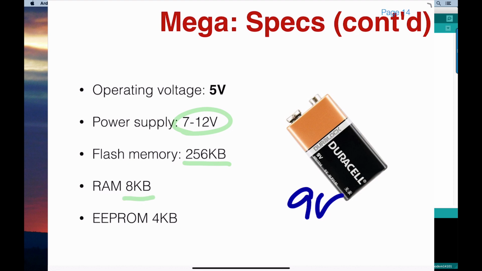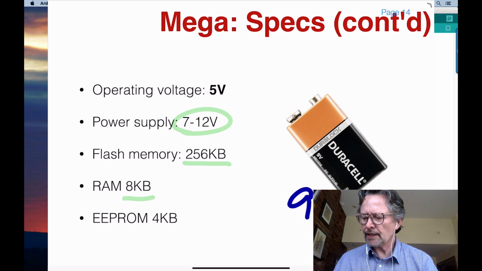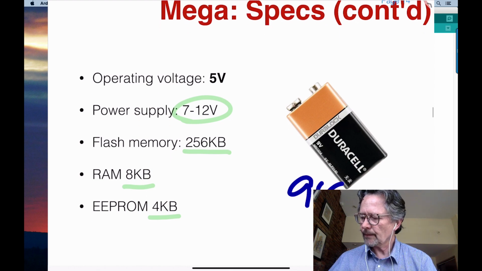The RAM, there's a RAM that is 8 kilobytes. So what's the difference between flash memory and RAM, random access memory? The RAM, as soon as you power off your circuit, whatever is in the RAM disappears. Flash memory, whatever you have there will remain until next time. And EEPROM is where the BIOS, the basic input-output, the operating system, if you want, is going to be stored.